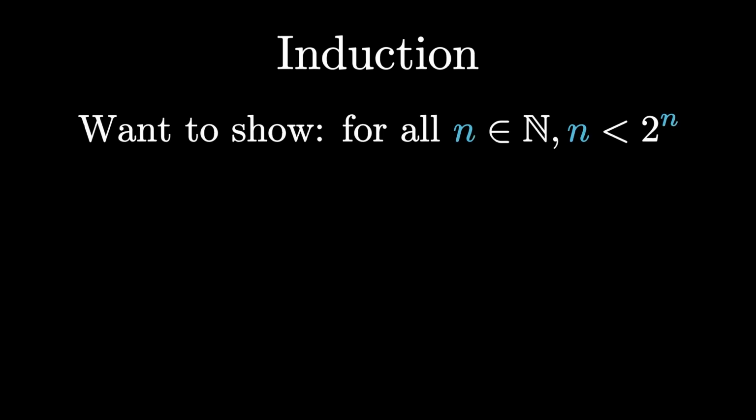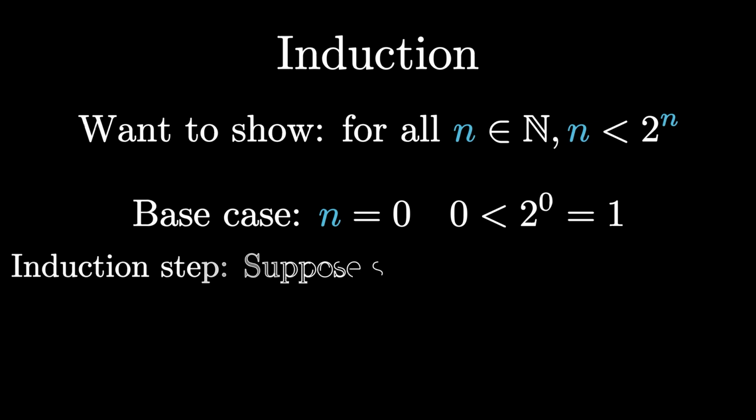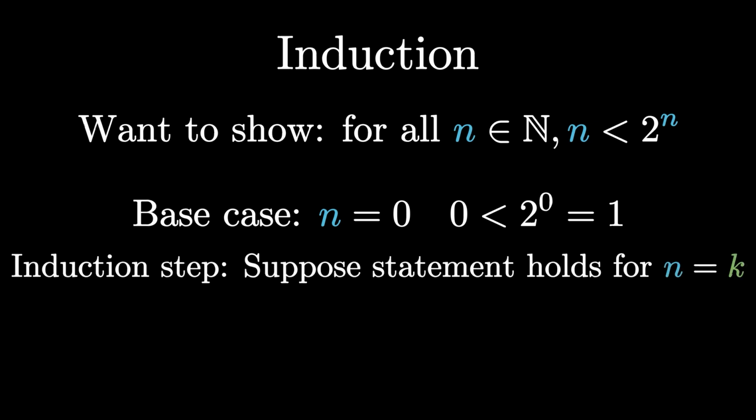It's pretty straightforward, so I'll explain with an example. Suppose we want to prove that for any natural number n, n is less than 2^n. Now, instead of checking each n value and making sure it satisfies this fact, we do this. First, take a base case. This is usually the statement, but for a specific n value, usually 0 or 1. For example, we know for n equals 0, 0 is less than 2^0, which is 1. Next, we do something called the induction step, where we suppose that the statement is true for some value n equals k. This assumption is called the induction hypothesis.